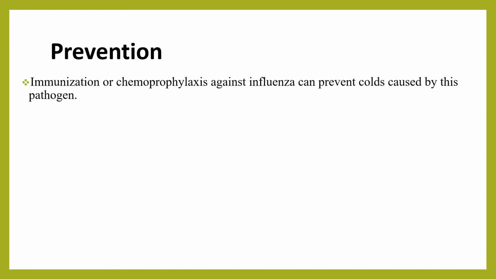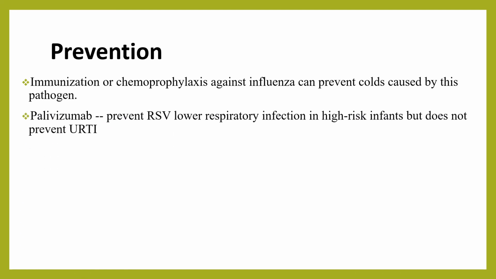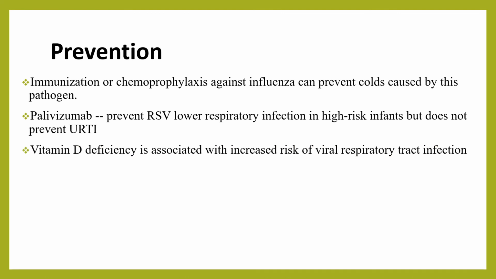The other thing is the prevention of common cold. Chemoprophylaxis or immunoprophylaxis are generally not available for the common cold, and immunization or chemoprophylaxis against influenza can prevent colds caused by this pathogen, but influenza is responsible for only a small proportion of all colds. Palivizumab is recommended to prevent RSV lower respiratory tract infection in high-risk groups, but does not prevent upper respiratory infection from the virus. Some say vitamin C, garlic, or others prevent common cold, but studies do not show that vitamin C or garlic or any other prevents common cold.